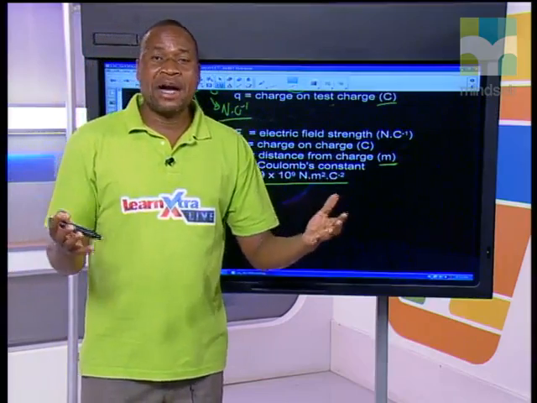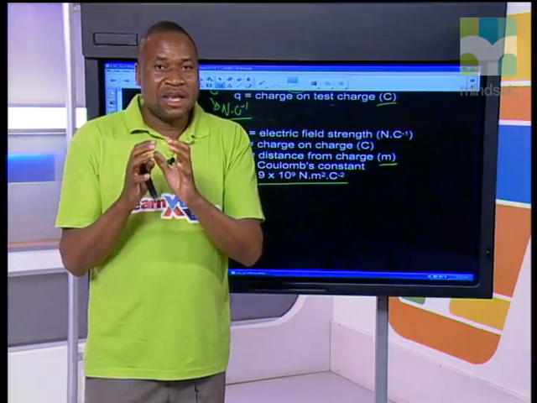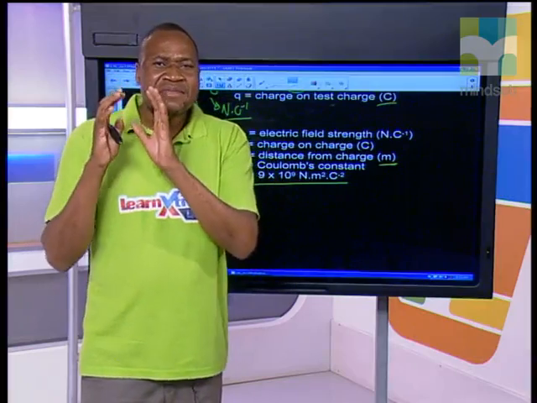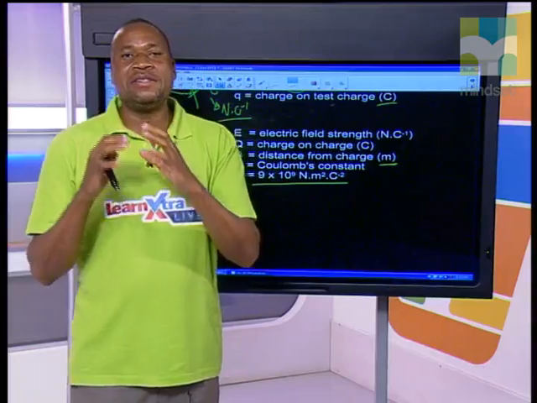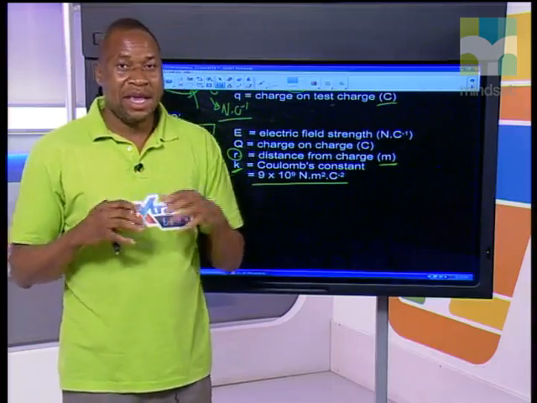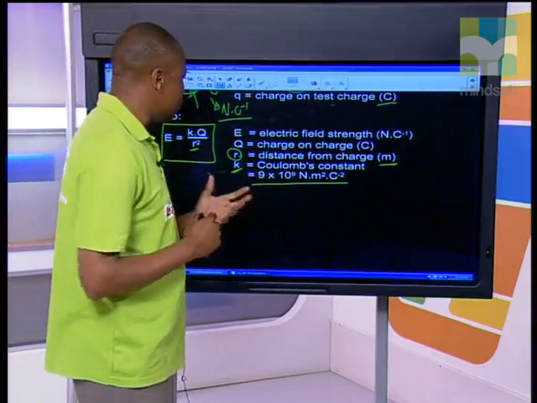From there we're talking about the field due to a charge, E equals F over Q, because we define E, the electric field strength, as the force experienced per unit charge. And we measure that, of course, in newtons per coulomb.